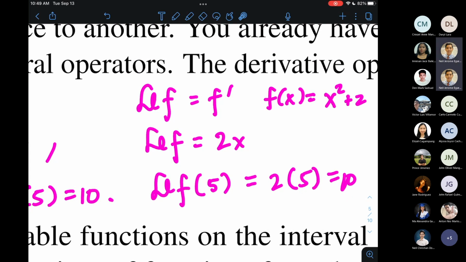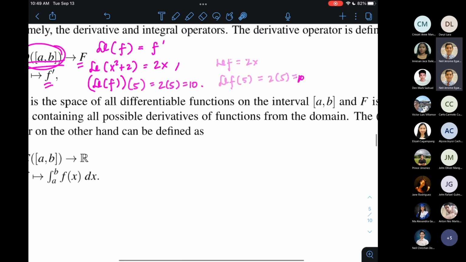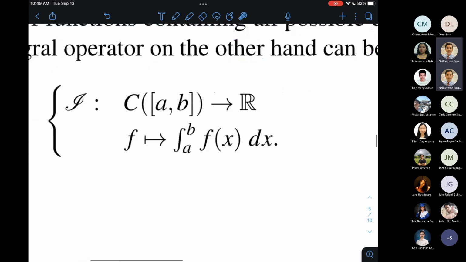Alright? All clear? So para lang makita, baka mamaya magkalito-lito tayo, si df of 5, kukomputin niyo muna si d of f, right? You let f undergo the operator d, tapos saka ka magpa-plug in ng 5, right? So that's the derivative operator, okay? Now, syempre kung may derivative operator, meron pa tayong isa pang kilalang operator, the integral operator, okay?